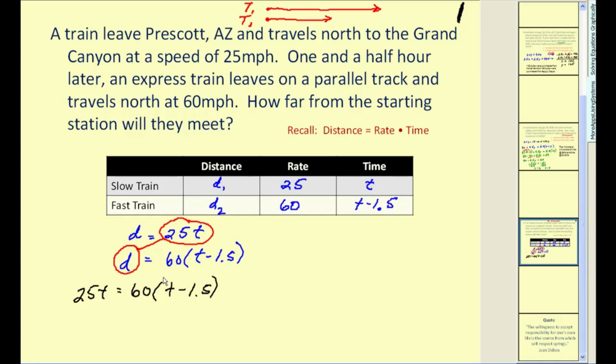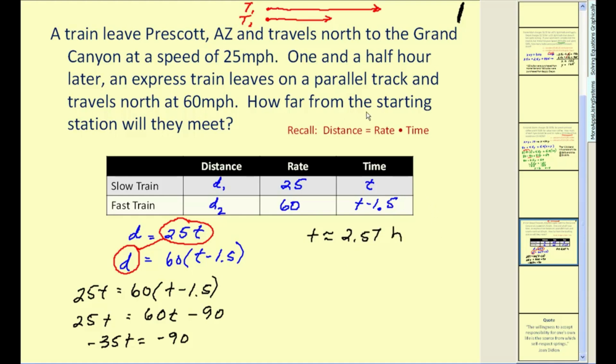So we'll distribute here, isolate t on both sides by subtracting 60t on both sides. That would give us negative 35t equal to negative 90. Dividing both sides by negative 35, t is approximately 2.57 hours.